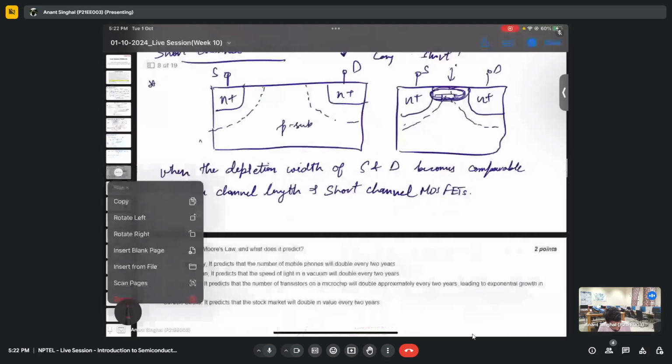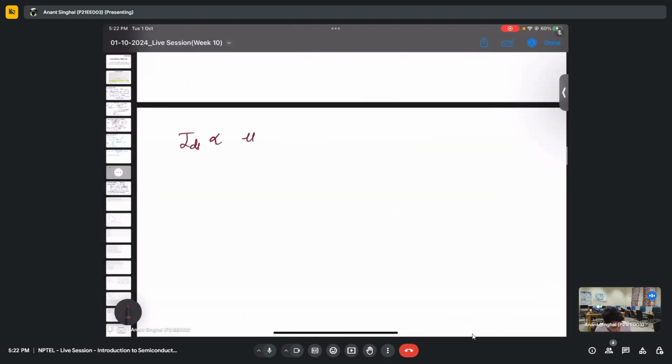so let me write some of the terms. Let's say IDS is proportional to mu n Cox W by L, then we have (VGS minus VT), and let's say VDS is also there. So it is fixed, we cannot play with this, and this particular Cox is nothing but epsilon ox by Tox. So to increase this capacitance, we need to decrease the oxide thickness.